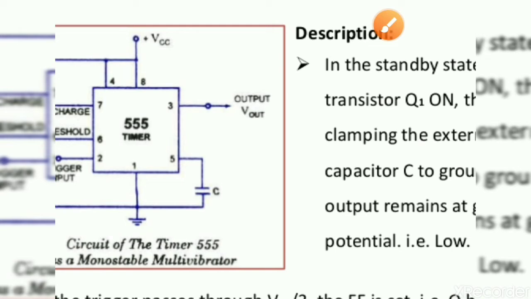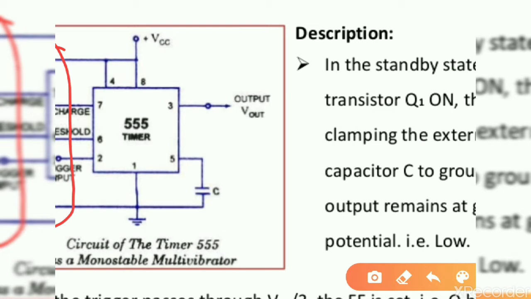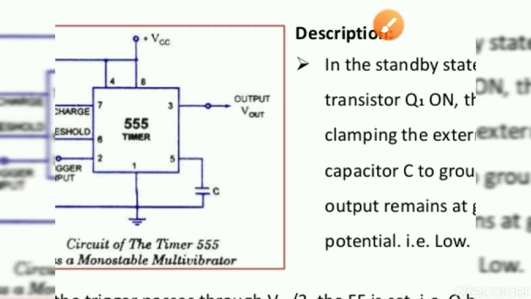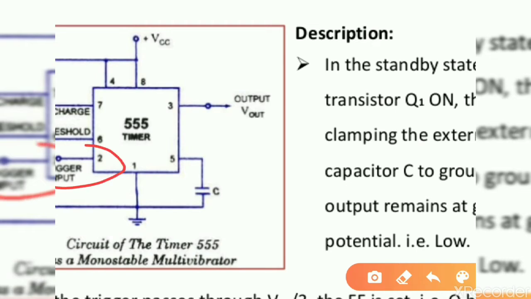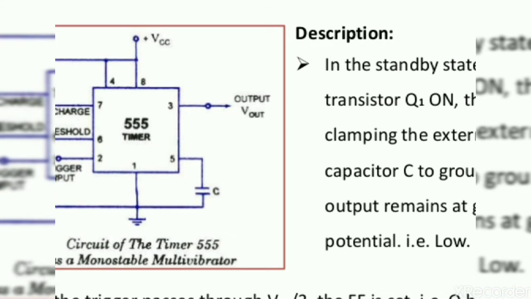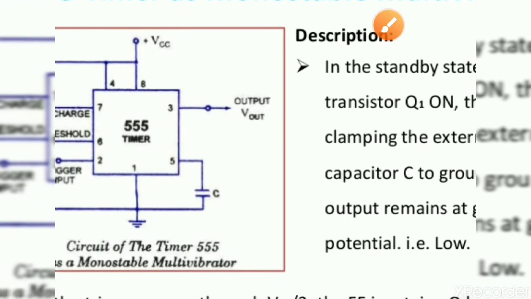The extra connection we make in the monostable multivibrator is one resistance and one capacitance. The resistance is connected to pin number 4 and it is also grounded through the capacitance. Pin number 2 is used for the trigger input, and pins number 7 and 6 are connected to the threshold point. You can also connect multiple resistances here.